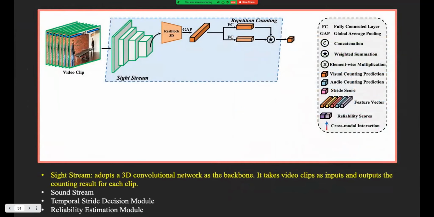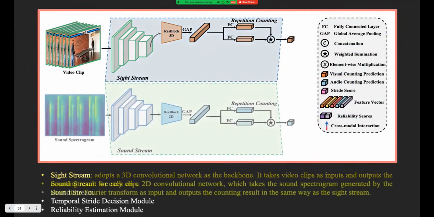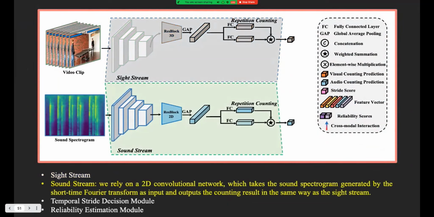The sight stream adopts a 3D convolutional network as the backbone. It takes video clips as inputs and outputs the counting result for each clip. For the sound stream, we rely on a 2D convolutional network, which takes the sound spectrogram generated by the short-time Fourier transform as input and outputs the counting result in the same way as the sight stream.